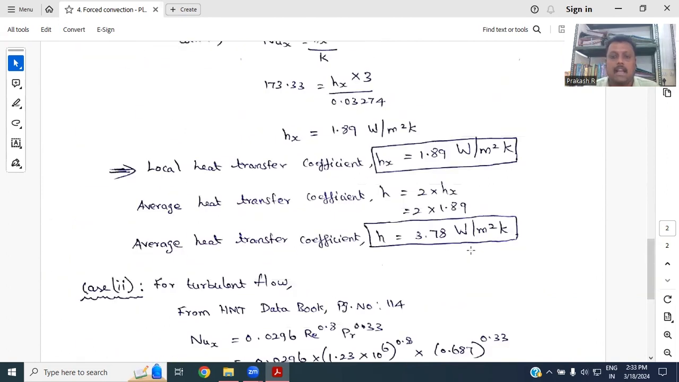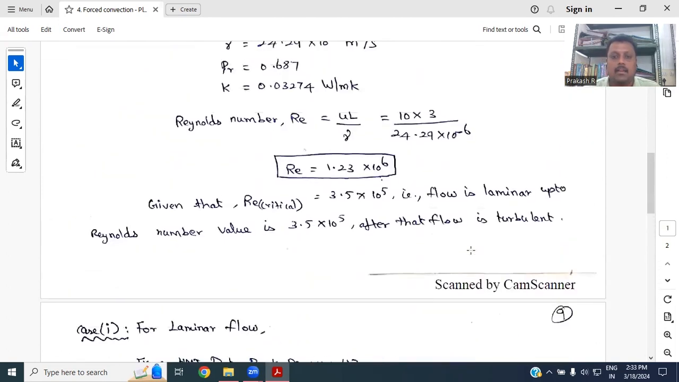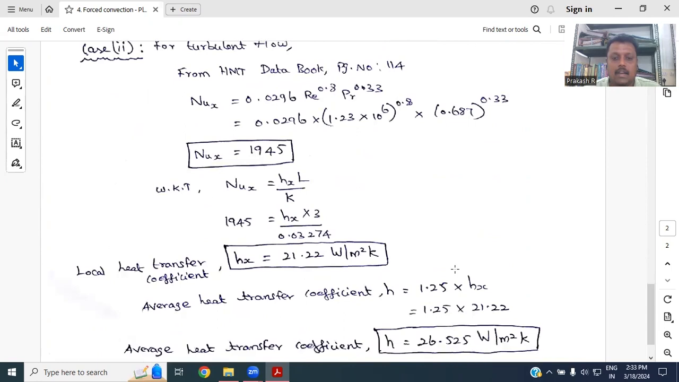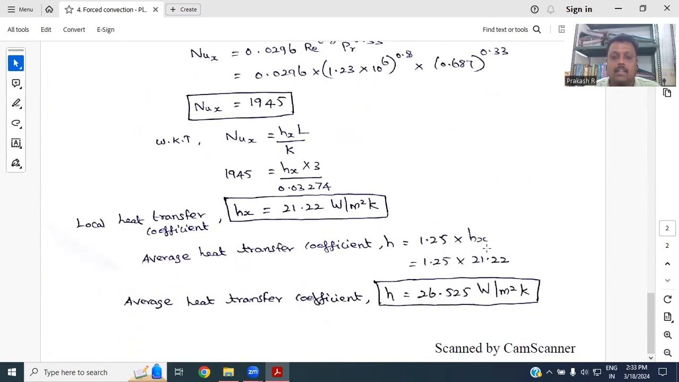Previously, in a laminar flow, from the local heat transfer coefficient, the average heat transfer coefficient formula is 2 into hx. For a turbulent flow, 1.25 into hx. Kindly note it. Here, for a turbulent flow, from local to average heat transfer coefficient, the formula is different. 1.25 into this 21.22, we can substitute. We can find the average heat transfer coefficient h is equal to 26.525 watt per meter square Kelvin.